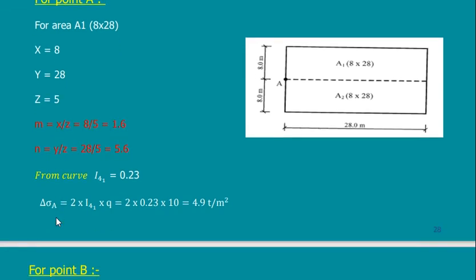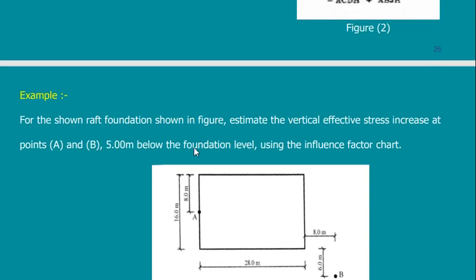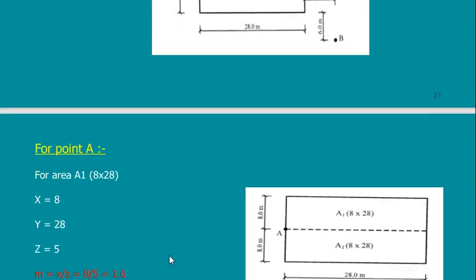So you just get the dimension x, y of the loaded area. For this loaded area, I will have 28. X is this side, Y is this side. So x is 8, y is 28. Z is the depth. What is the required depth? It is in the example. He wants it at 5 meter below. So 5 meter is given.